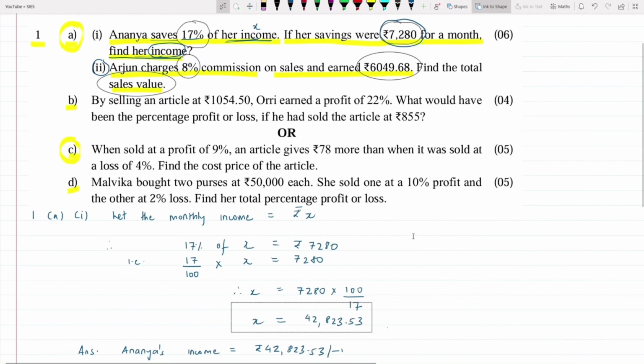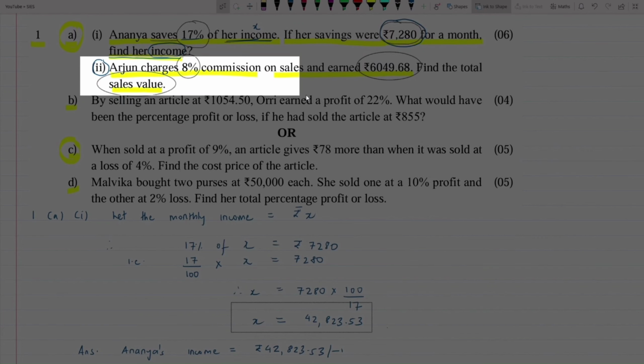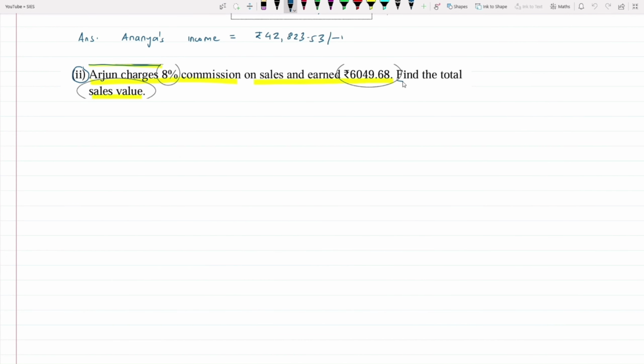I'll just copy the question down. Since we need to find the total sales value, again we will be saying let Arjun's total sales value be x rupees. And then we are given that he is charging commission at 8% on the sales, which is x, and that is 6,049.68 rupees. So we can say that 8% of x is equal to 6,049.68.